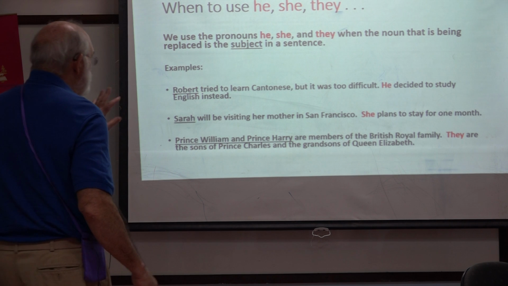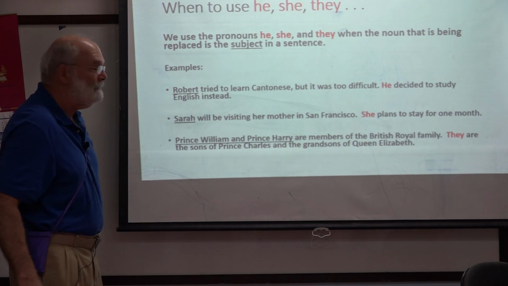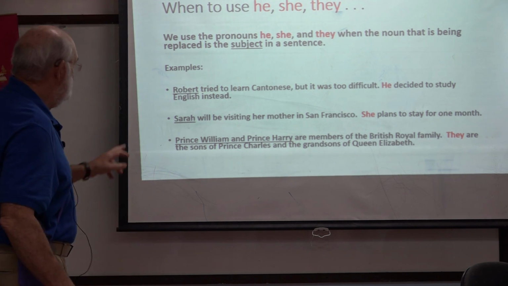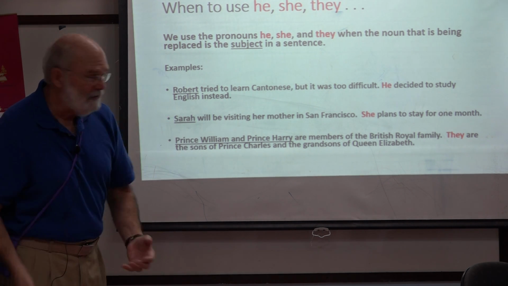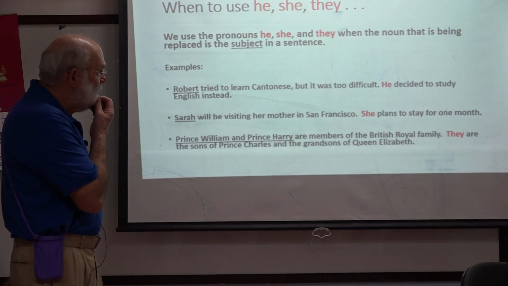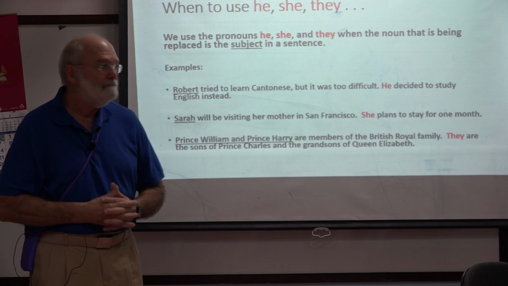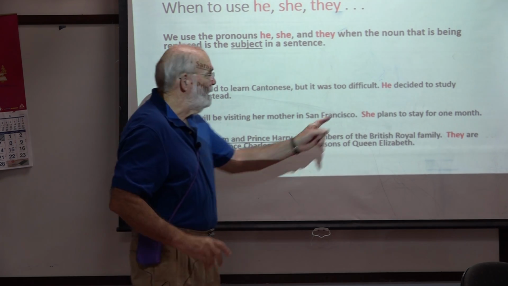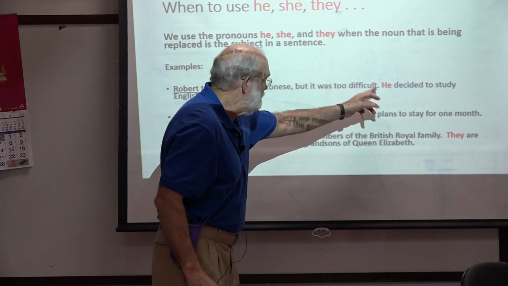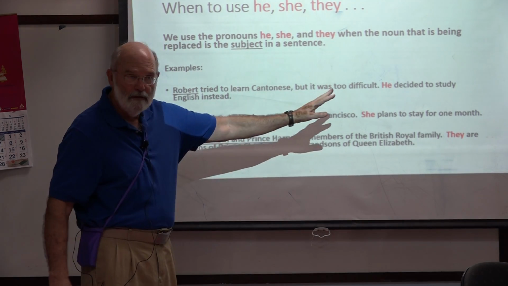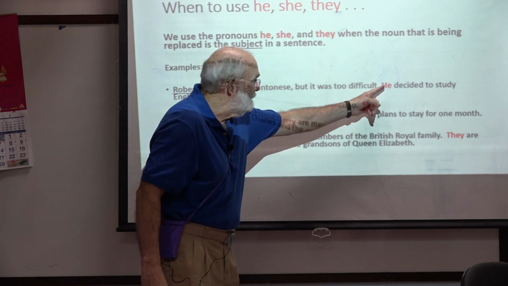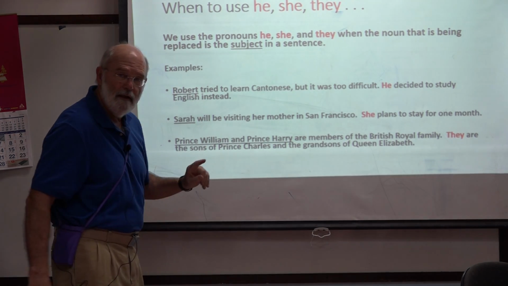So, in these sentences, Robert is the subject of the sentence. Okay? Robert is who is doing the action. Robert tried to learn Cantonese, but it was too difficult. Now, he is referring back to Robert. It's a new sentence, but we can tell by context that he refers back to Robert, okay?